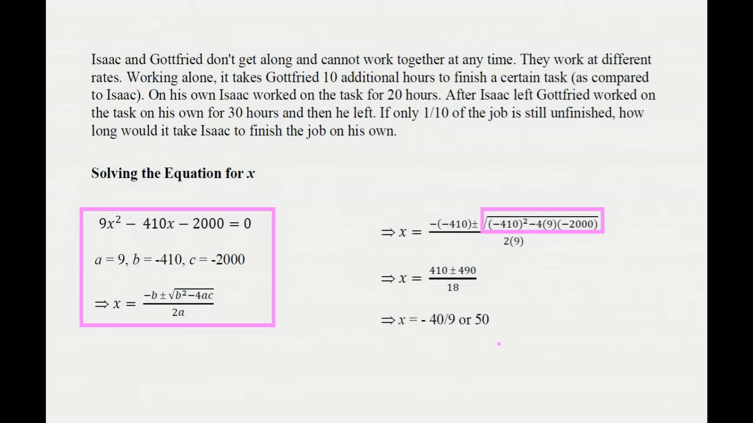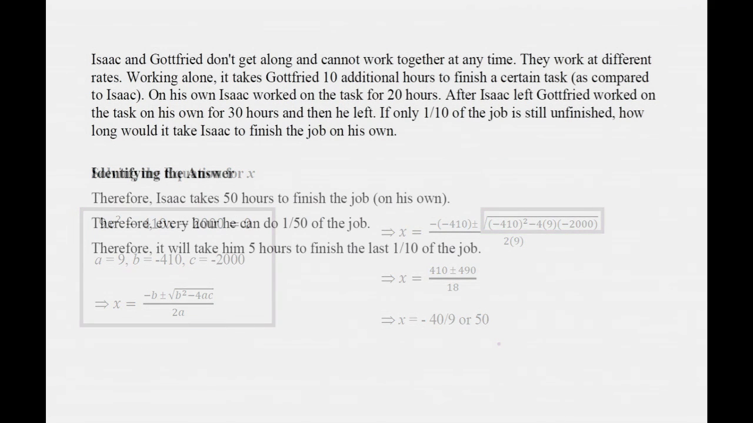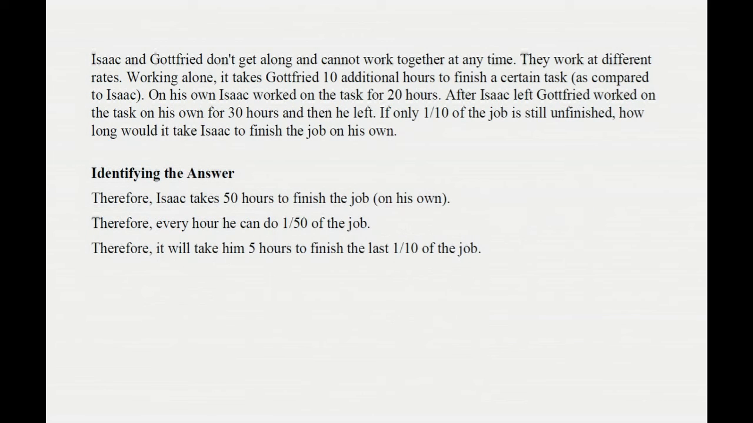Since x is the number of hours it took Isaac to finish the job, or if Isaac takes x hours to finish the job, x cannot be negative, so x is 50. So we have concluded that it takes Isaac 50 hours to finish the job on his own.